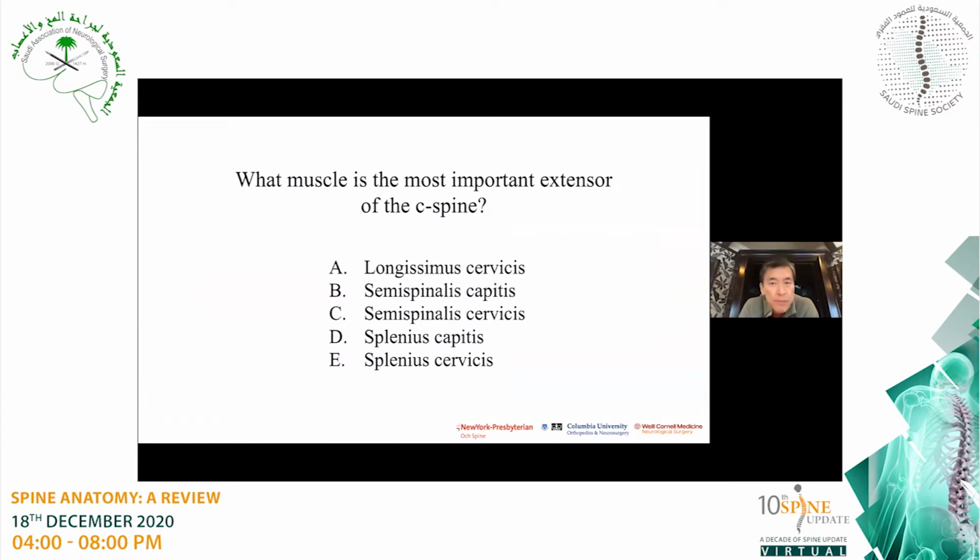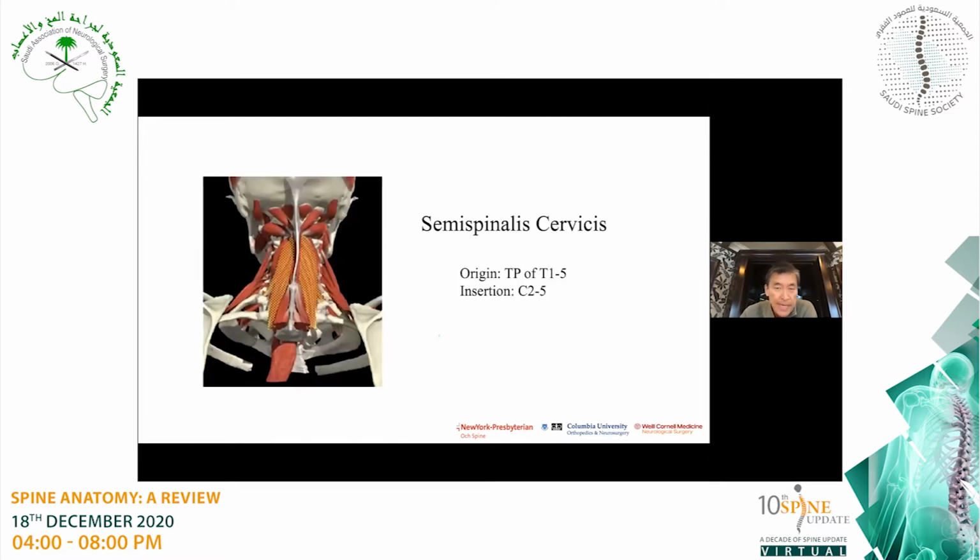What muscle is the most important extensor muscle of the cervical spine? Is it the longissimus cervicis, semispinalis capitis, the semispinalis cervicis, the splenius capitis, or the splenius cervicis? The answer is semispinalis cervicis.